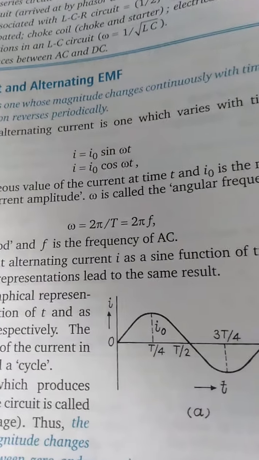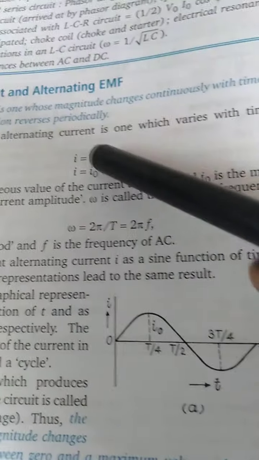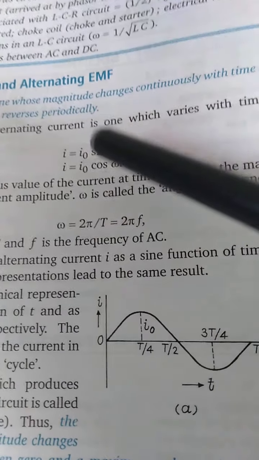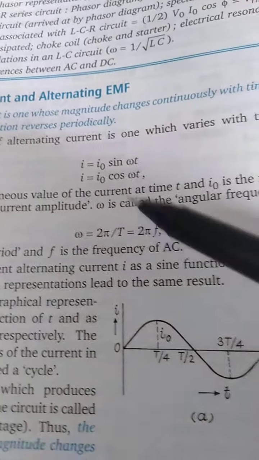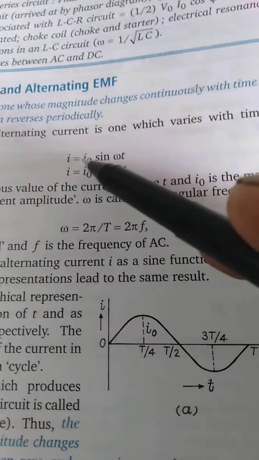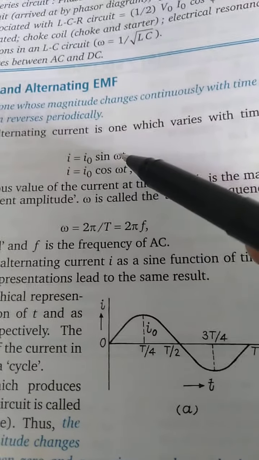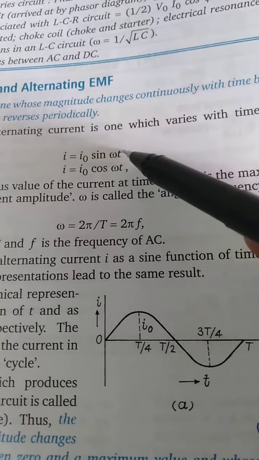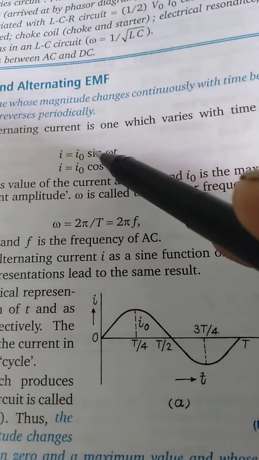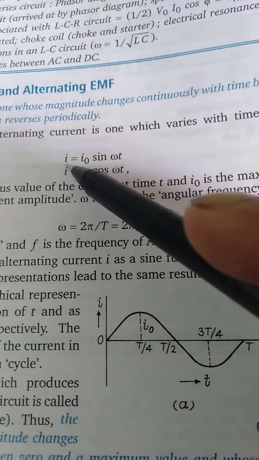So Y was the amplitude which was changing. Here I is the current that is continuously changing, and I0 is the peak value, the maximum value, multiplied by sine omega t. So as t is changing, this whole quantity will change, and as a result I will change.